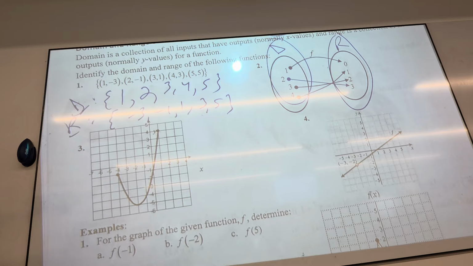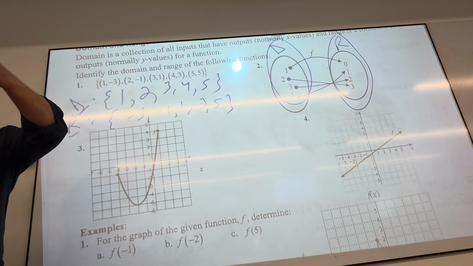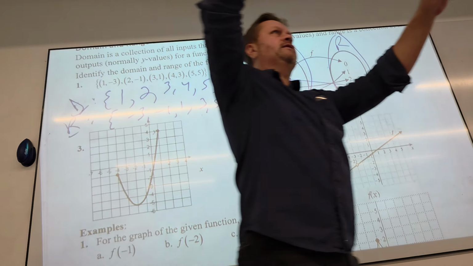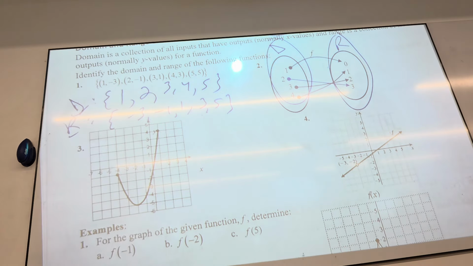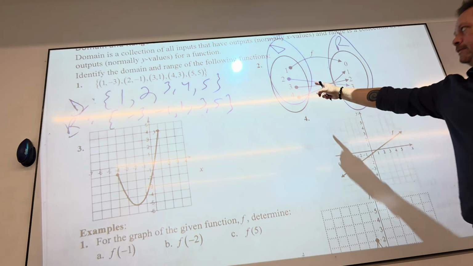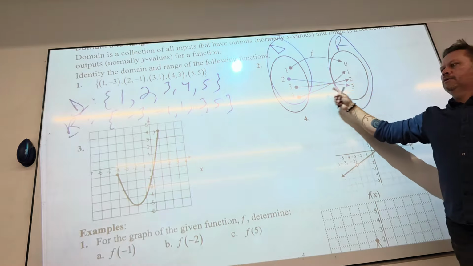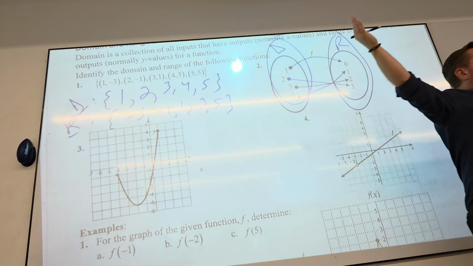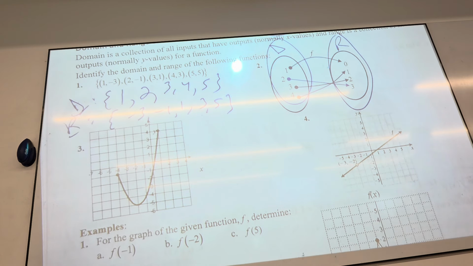Now, is everybody with me so far? Domain is all the inputs. So there's three distinct ways I can give you a function. I can give you the points. I can give you the sets, the parts here. And of course I can give it to you visually in a graph. Now look at number 3.